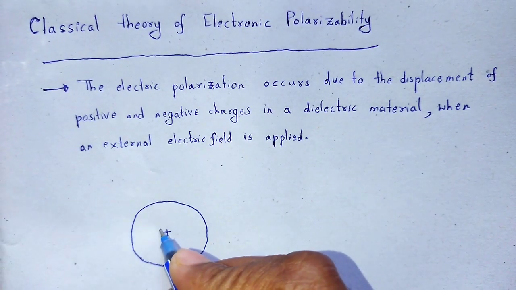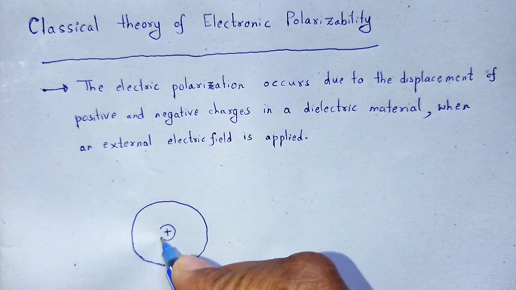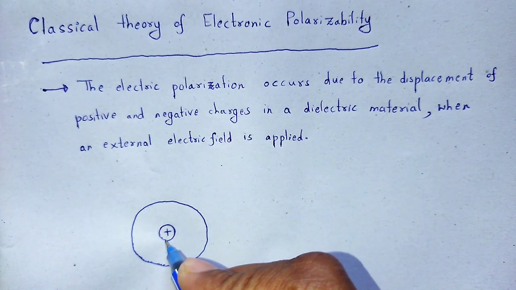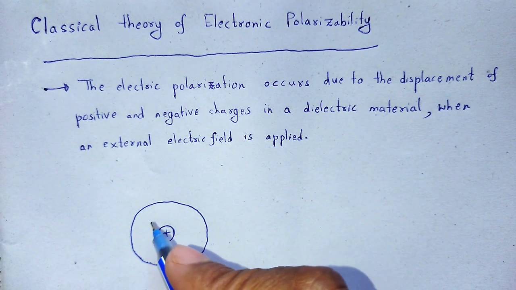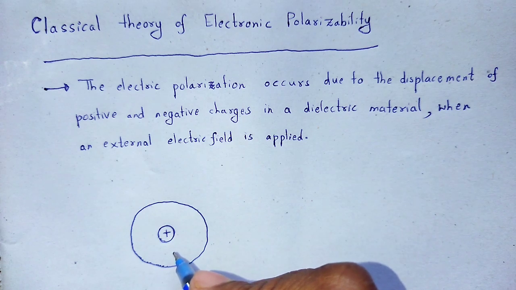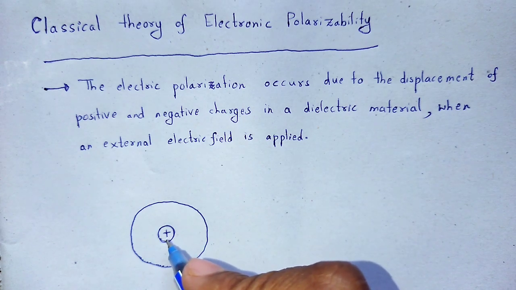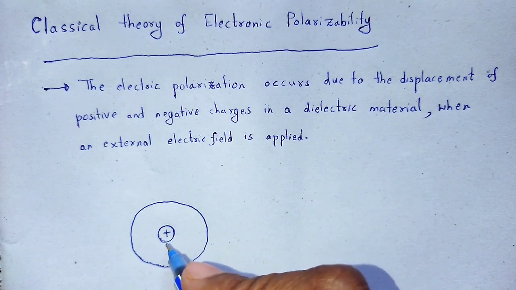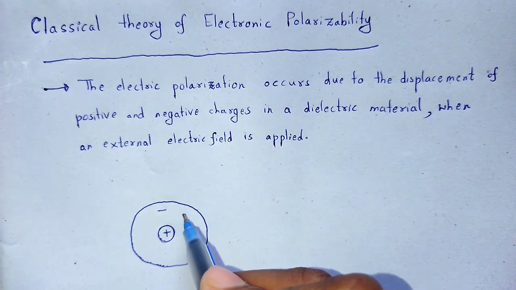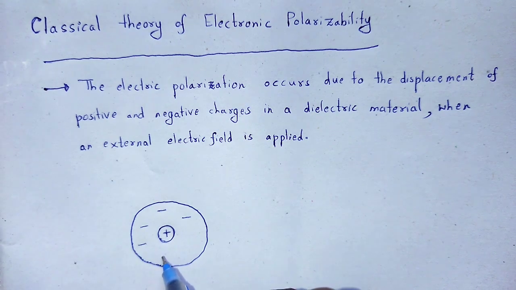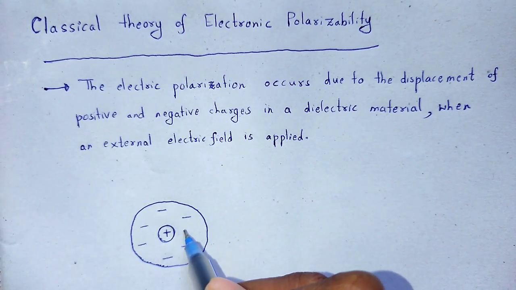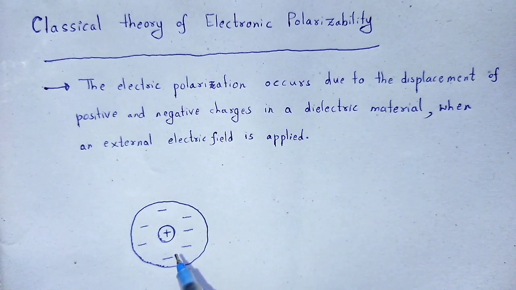The nucleus of the atom is positively charged, and that is the tiny portion of the atom, and all the mass is concentrated in that small region, which is known as the nucleus. Around the nucleus there will be electron clouds. These electrons revolve around the nucleus in their specific orbitals.